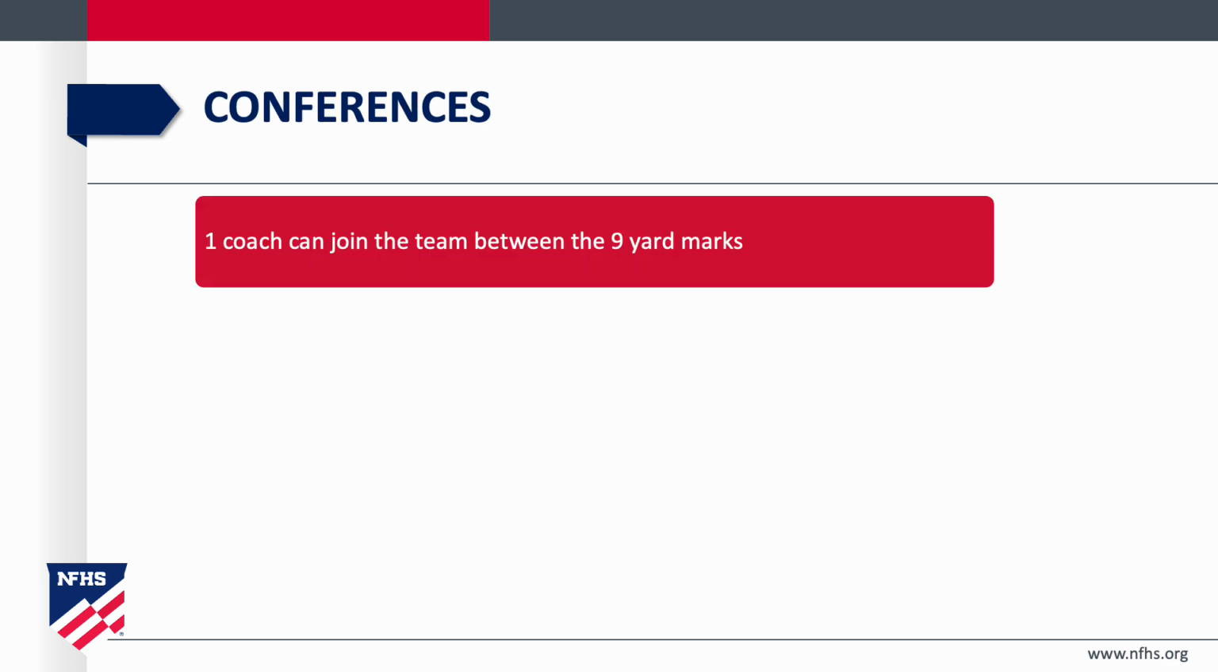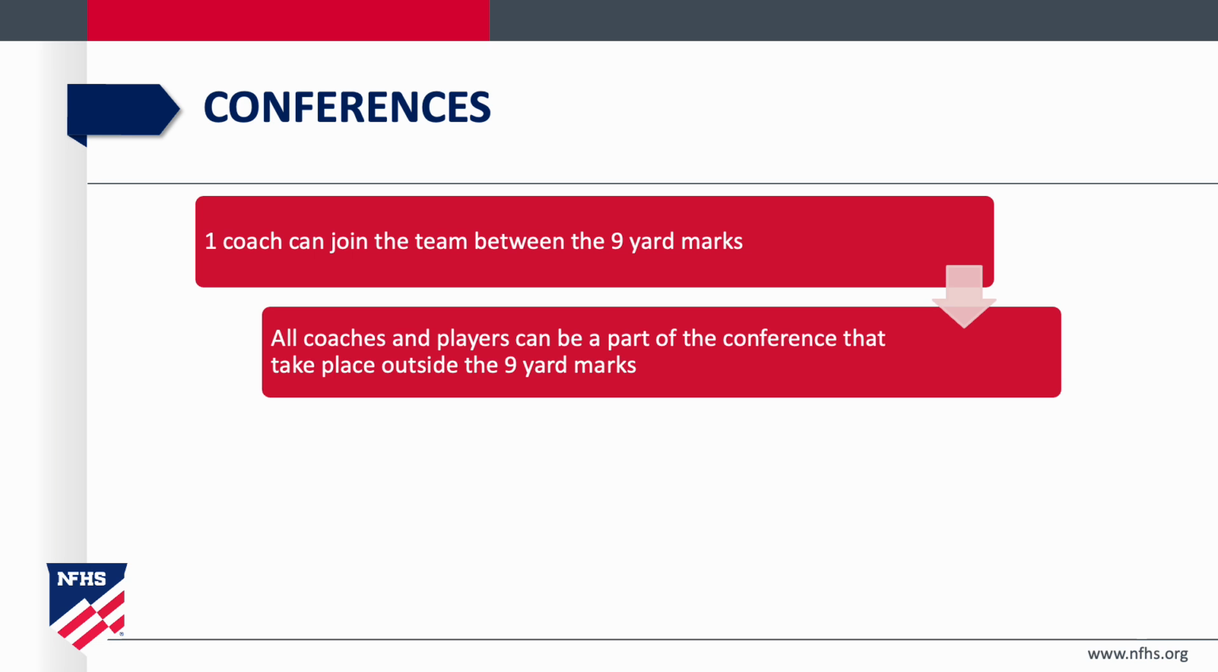Conferences are meetings between players and coaches during a timeout. There are 2 different conferences, ones that take place between the 9-yard marks, the middle of the field, and ones that take place between the 9-yard marks and the sideline. If a conference is held in the middle of the field, only one coach and 11 players can participate. If the players come to the sideline, any number of coaches and the whole team can participate.